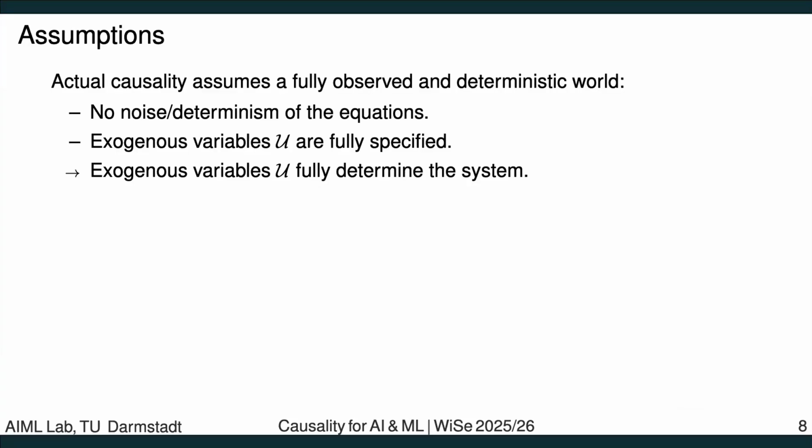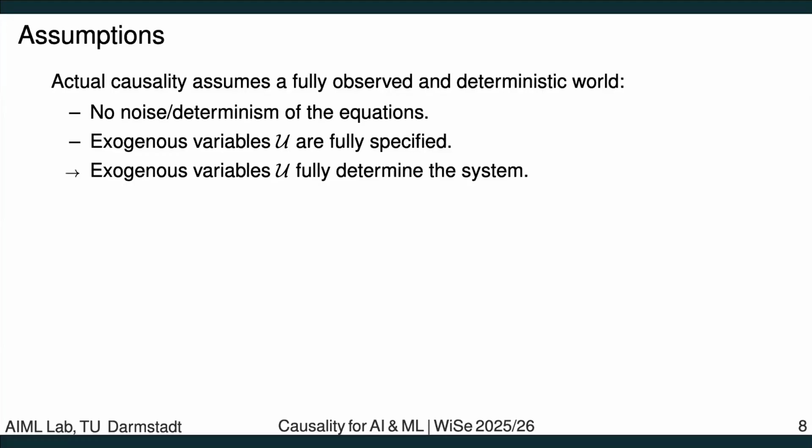And what we assume is that there is no noise, so that the structural equations are deterministic, that our exogenous noise variables are observed or can be inferred deterministically, that they're either known and fully determine the system. So once we know U, we know all the endogenous variables through these structural equations.